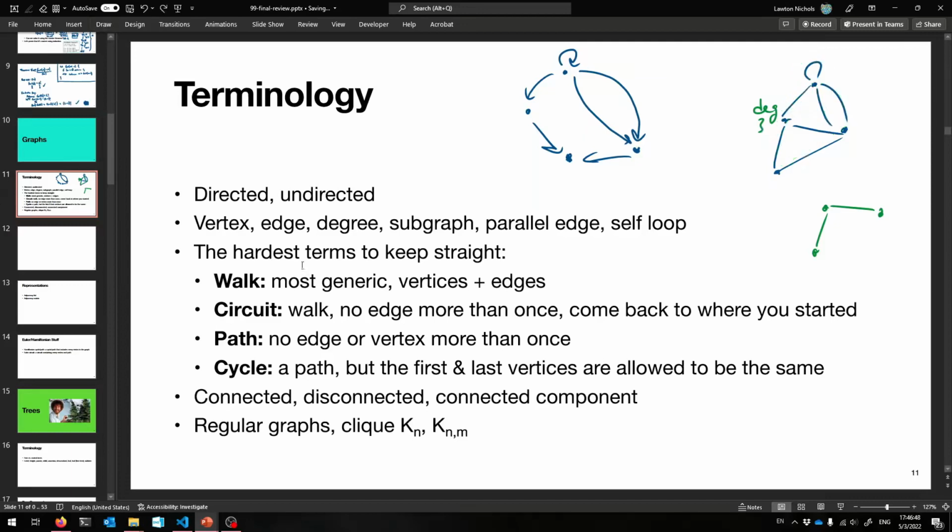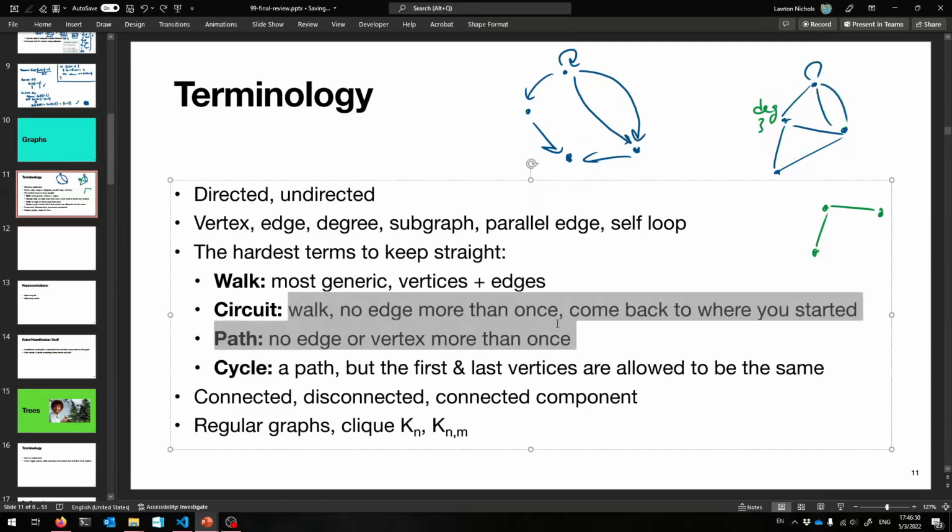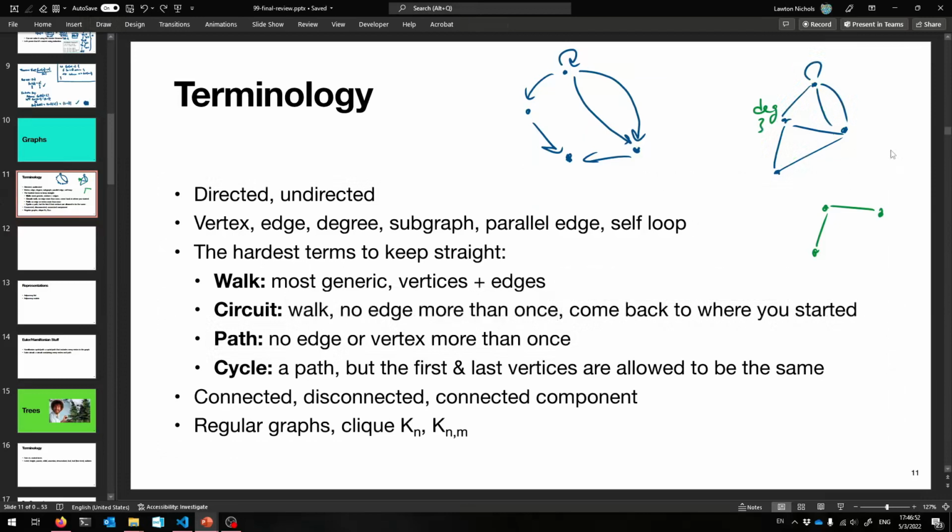A circuit is a walk, but you don't have any edges more than once. And there you must also come back to where you started. So you can visit the same node a bunch of times, but no edges more than once. So this would technically be a circuit, okay? Even though I came back to this node, I came back along a different edge. See that? So that's a circuit.